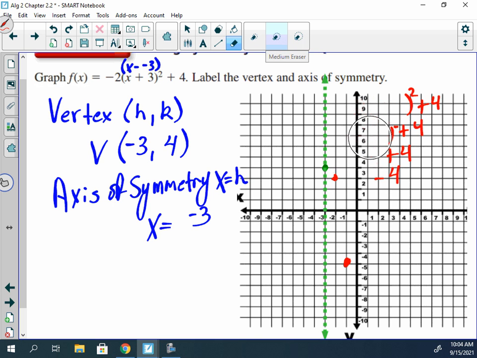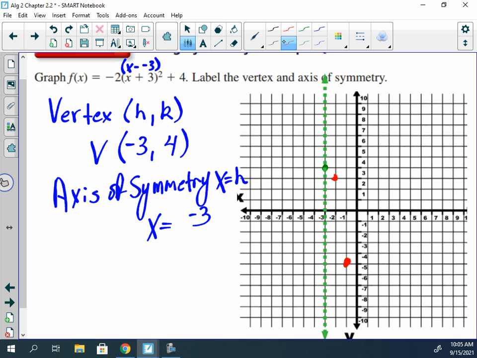Now we could do the same thing with 0. But at that point, we're going to get a number that is off this graph, because 0 plus 3 is 3. 3 squared is 9. 9 times negative 2 is negative 18, plus 4 is negative 14. So we're way below. But because of the axis of symmetry, this point here, negative 2, 2, is a distance of 1 away from the axis of symmetry. So the point, if we were to do negative 4, would actually be negative 4, 2. This point here is a distance of 2, so a distance of 2 over would be the other point.